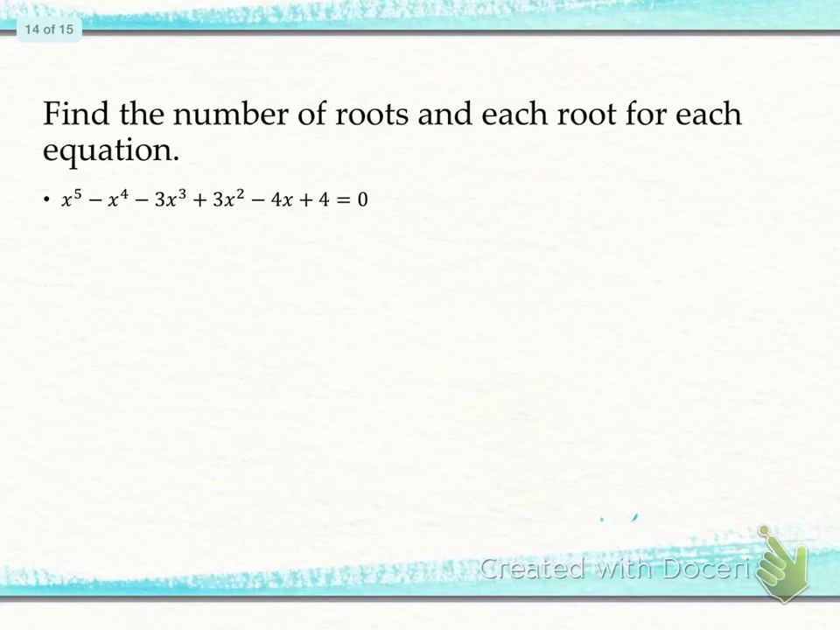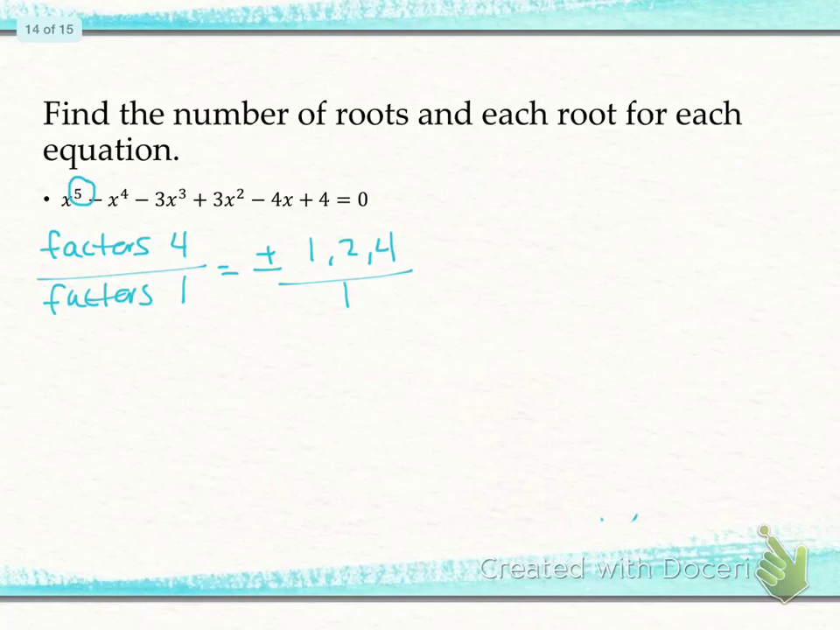Okay, find the number of roots for each equation. So the number of roots for this one, we got 5. If we want to factor it all the way down to find the roots, first we're going to do synthetic division. So if I want to do my synthetic, I've got to find the factors of my back end, so 4, and my factors of my front end, so 1. So plus or minus 1, 2, and 4 on top, and 1 on bottom.